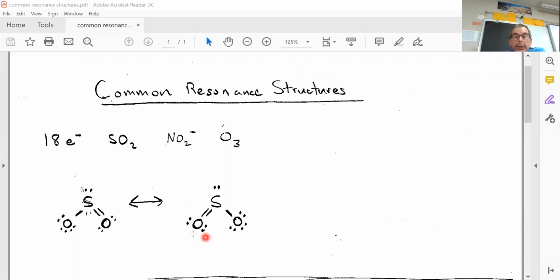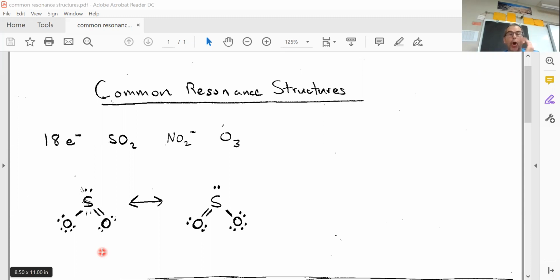If I look at this structure here, 2, 4, 6, 8, 10, 12, 14, 16, 18. This one also has 18 electrons. It got a little sloppy, so there are no electrons there. That's just a smudge, and this should just be an electron pair at the top. I should have been more careful with that. Make sure you're careful with those things so you clarify what you need to clarify.